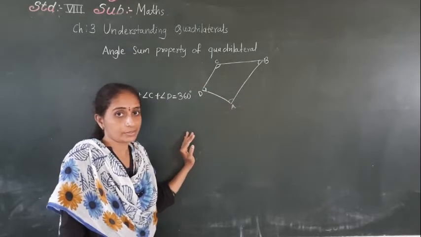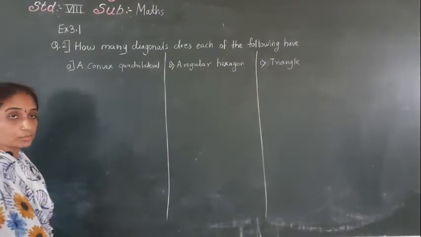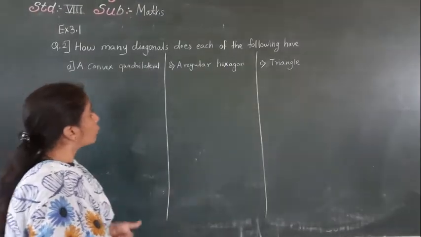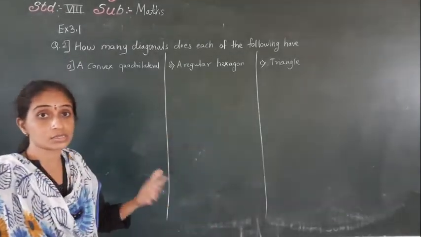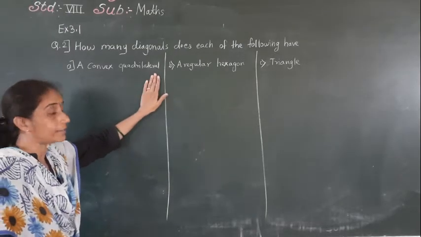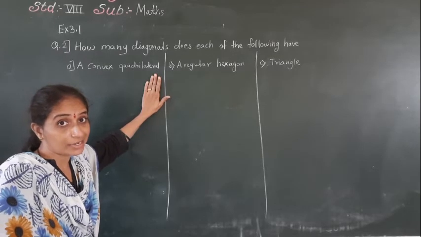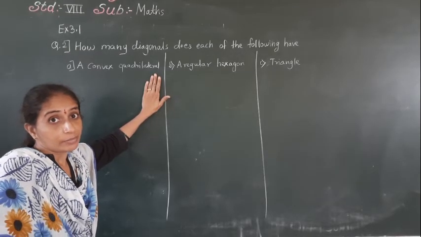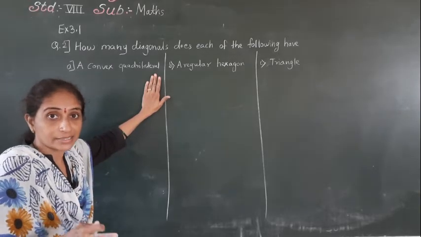Okay, let's solve our exercise 3.1 question number 2. How many diagonals does each of the following have? The first figure given is a convex quadrilateral. Convex quadrilateral means which type of quadrilateral? The measurement of each angle is less than 180 degrees.